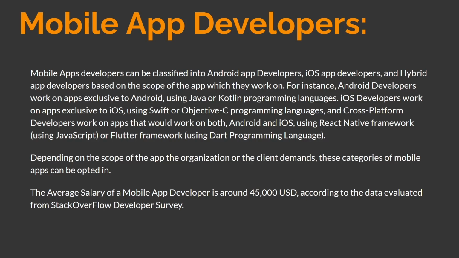Okay, so let's suppose the client wants you to make an app specific for Android, go with Java or Kotlin. If your client wants you to make an app exclusive to iOS, you can go with Swift and Objective-C. And if the client or the organization demands you to make an app that should perfectly work on both, you can work with React Native or Flutter.